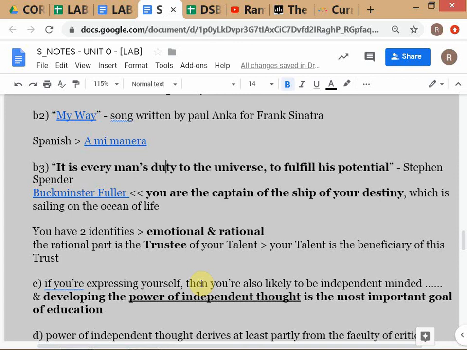Then Robert Downey Jr. also had a lot of problems with drugs. These guys are not doing drugs for fun. They're actually doing drugs because they're unhappy. They're doing booze because they're unhappy. So there's a problem. Money alone doesn't make you happy.